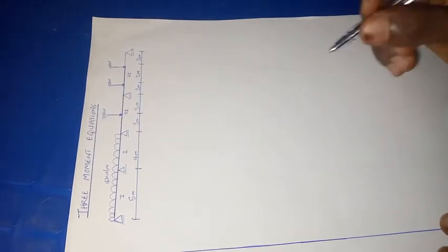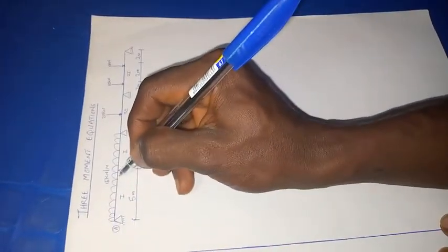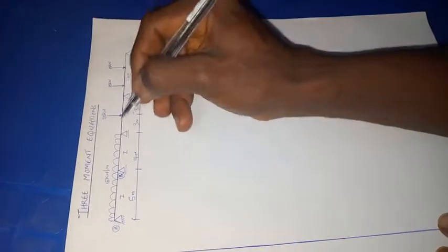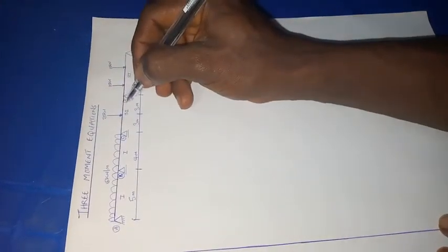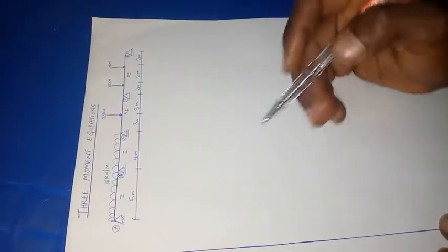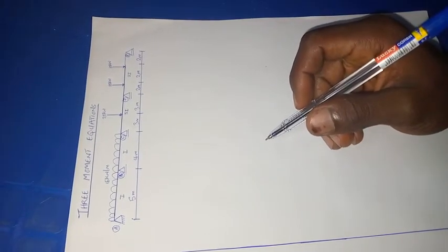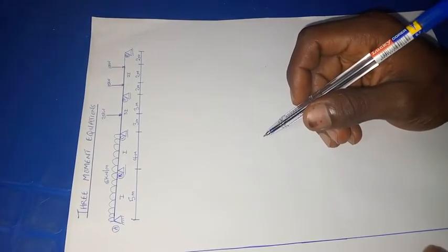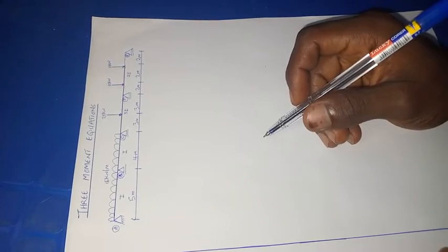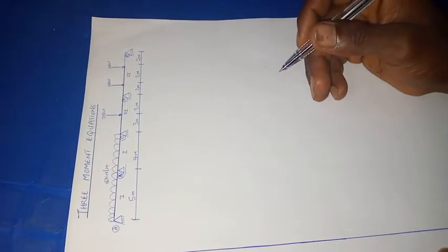If you look closely at this beam, how many supports do we have? Support A, support B, support C, support D, and support E. From A to B to C, we have a uniformly distributed load of 15 kilonewton, and from C to D, we have a point load of 20 kilonewton. From D to E, we have two loads acting on 2 meter spans, each of 10 kilonewton.